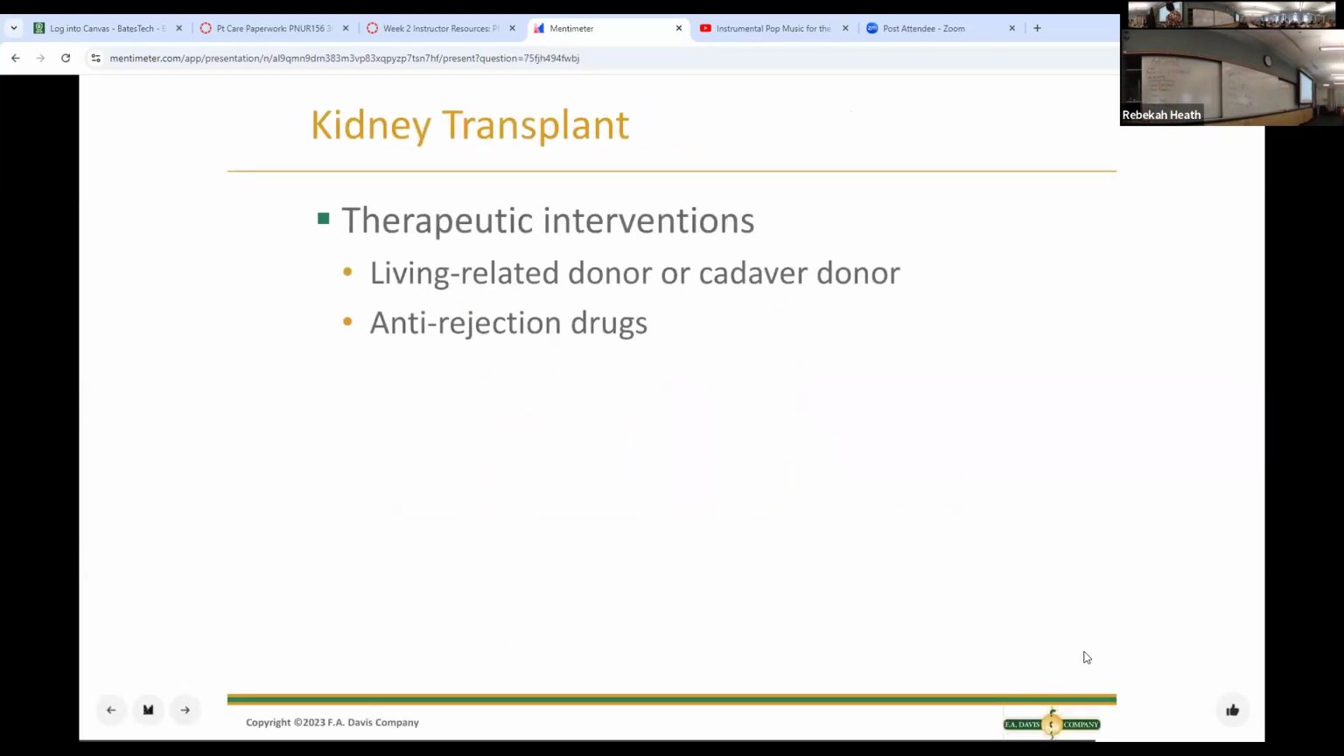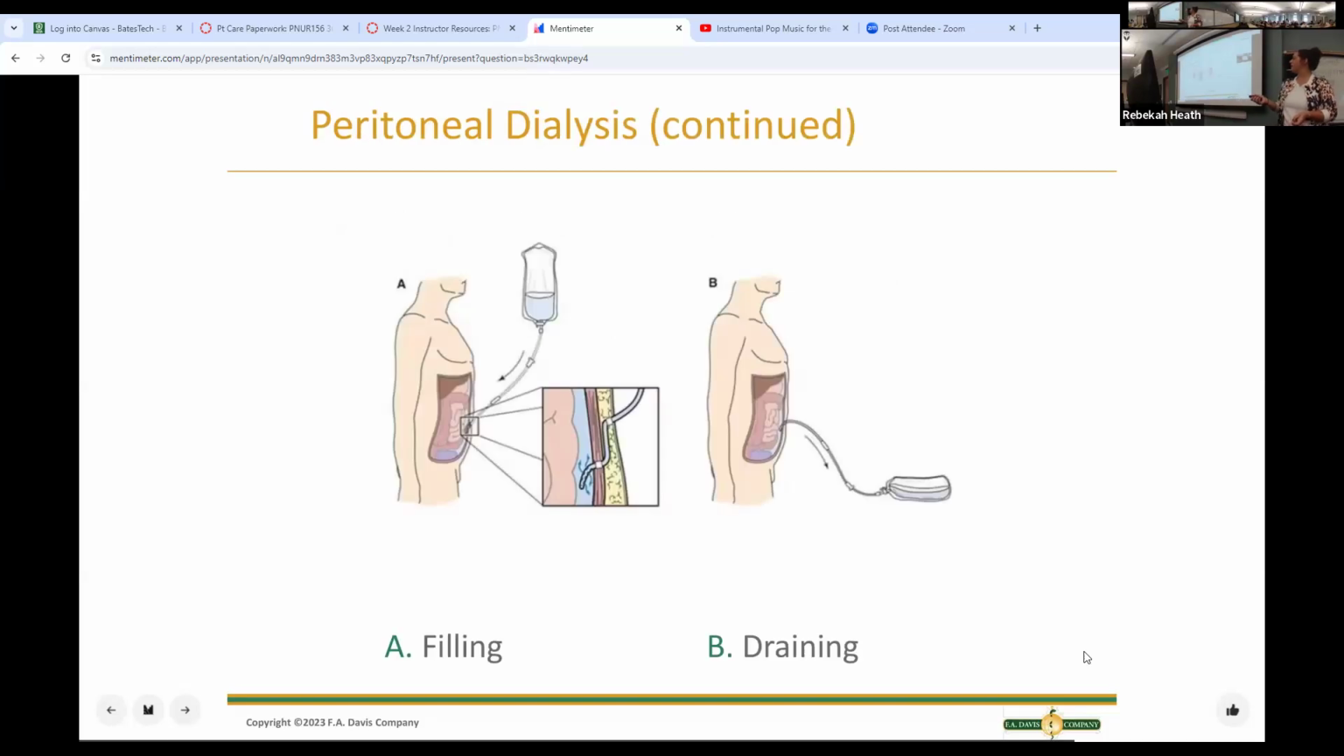Let's go back. We didn't talk about this. So with peritoneal dialysis, just a couple things. You want to make sure, what are some complications we might see with them? Yeah, infection's a big one, right? We're introducing things every day into that cavity. So what might be some signs of infection that we see?